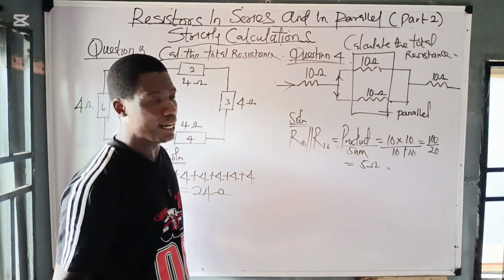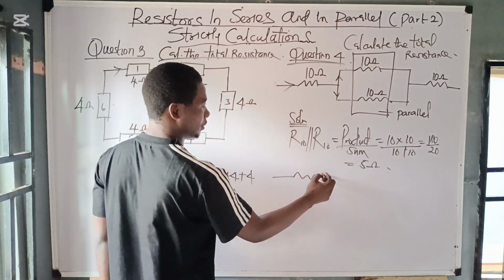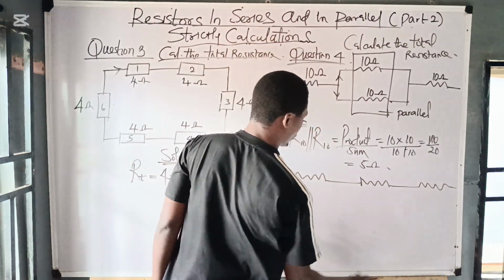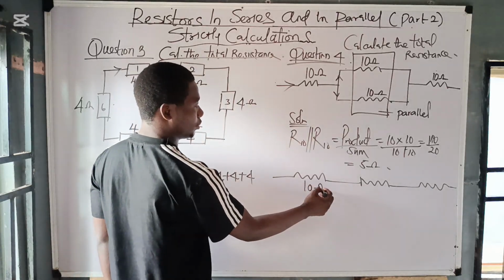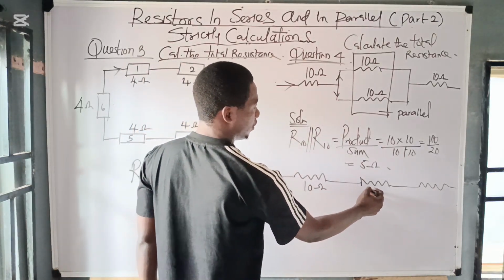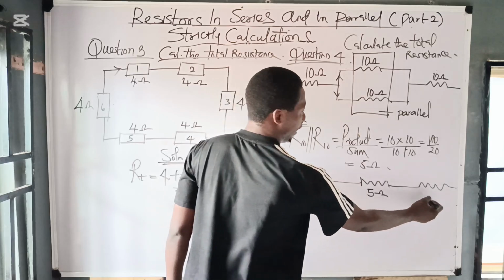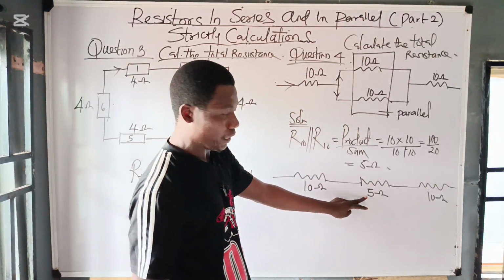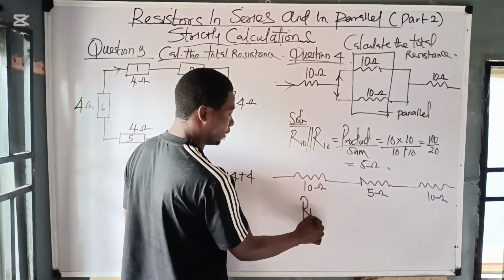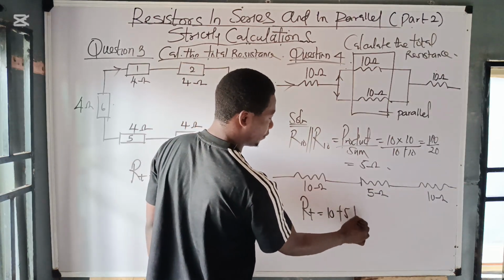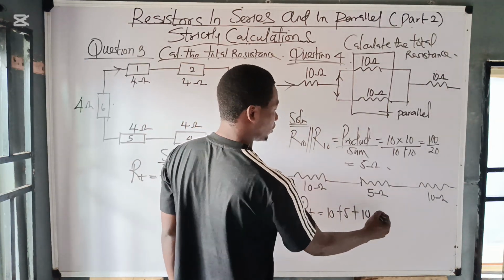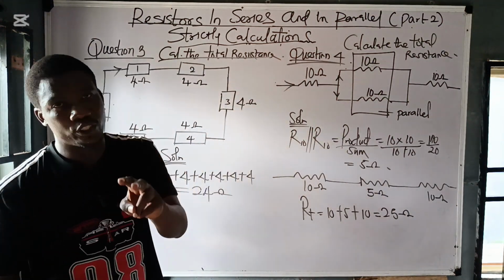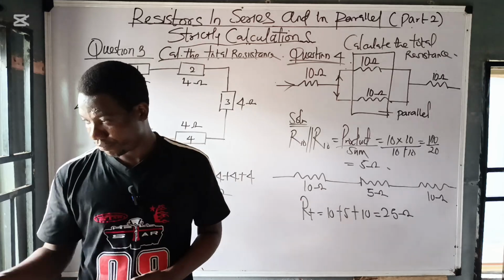So the circuit diagram will be like this. Good. So you have 10 ohms, you have 5 ohms, and you have 10 ohms. We have combined these two together to give us 5, that's why we have 5 here. So our total will be 10 plus 5 plus 10 to give us 25 ohms. Now let's take two more questions before we call it today.